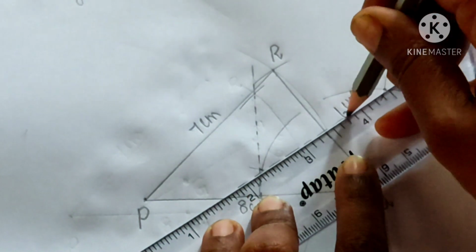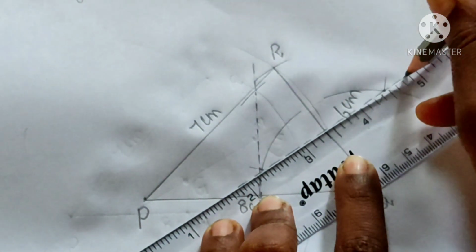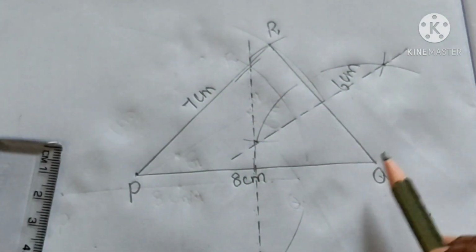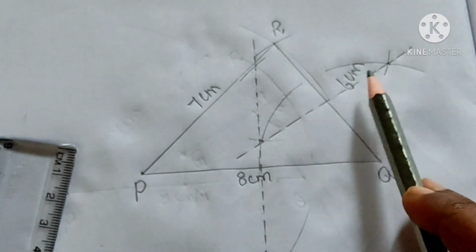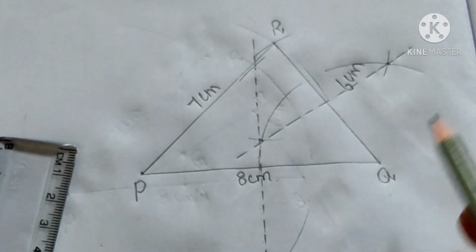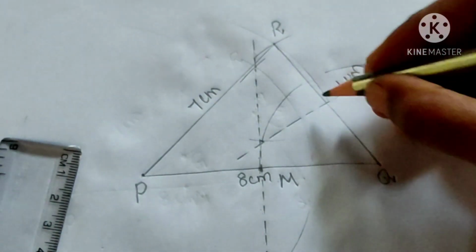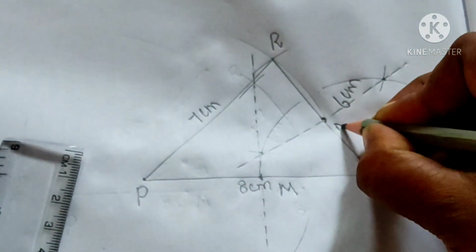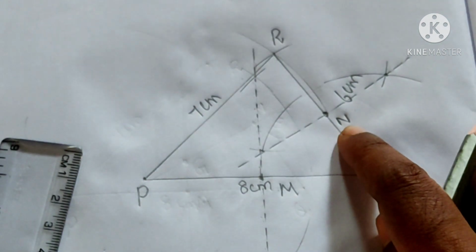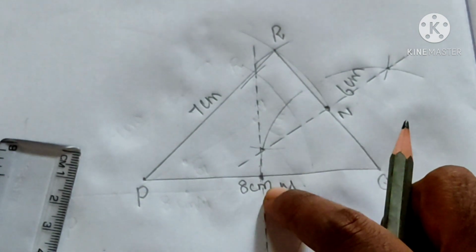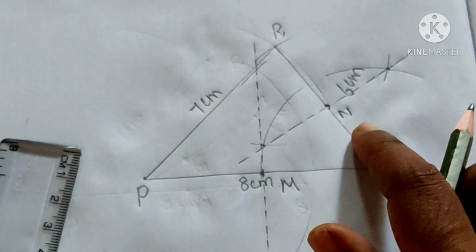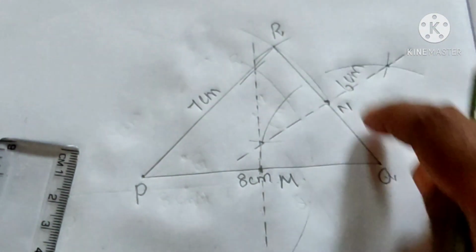Draw dotted lines. This is the perpendicular bisector. This perpendicular bisector intersects PQ at point M, and QR at point N. Okay, M and N. So this is the midpoint. M and N are the midpoints of PQ and QR respectively.